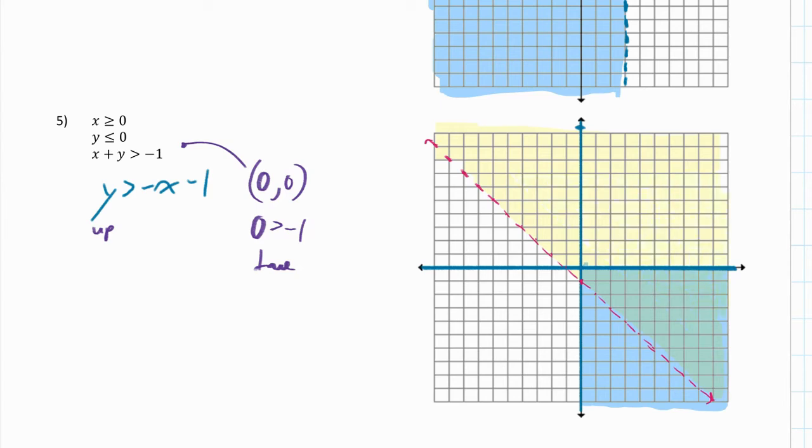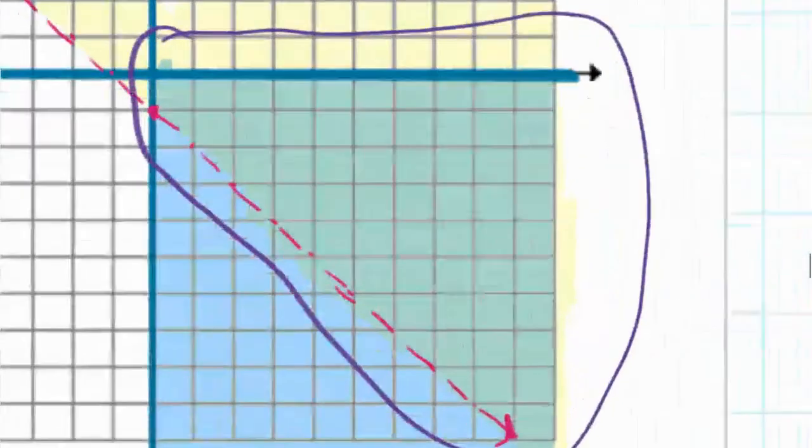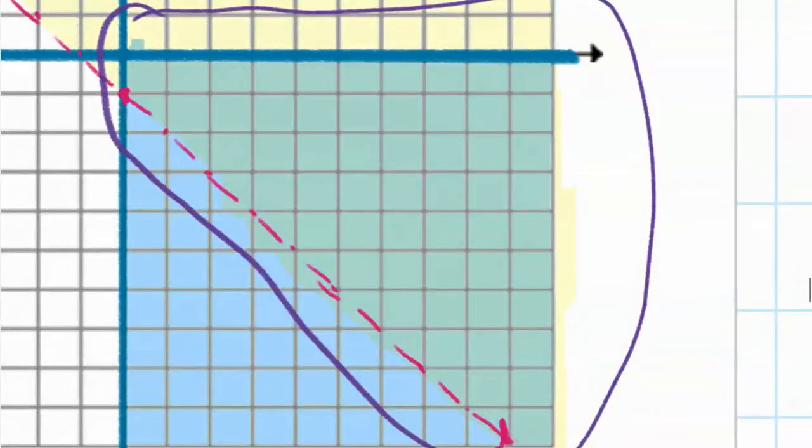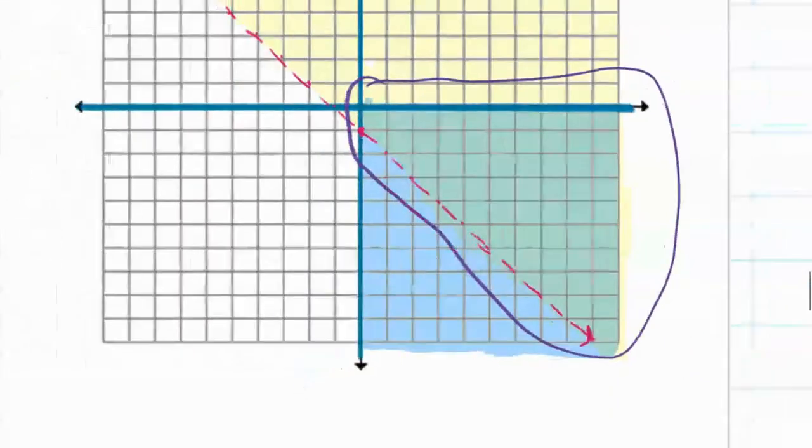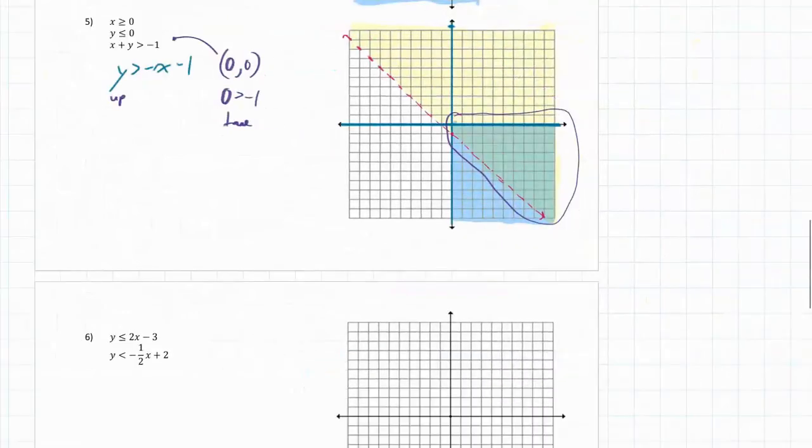So my solution is the green region again, the region that overlaps the blue and the yellow. Love how the highlighters do that. But to really get the idea of the solution, it's only this region here. So you can see that it actually chops up just that fourth quadrant, and it's only a part of that. So that gives you an idea of what that looks like.